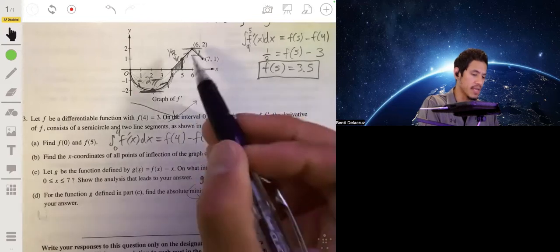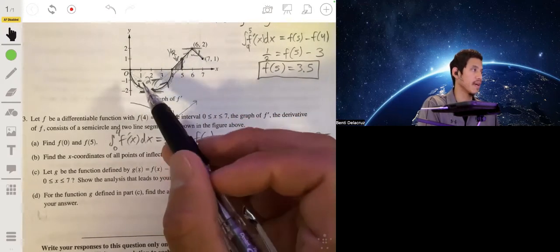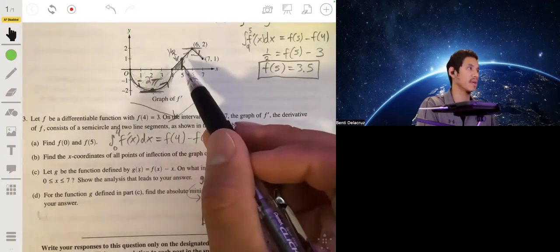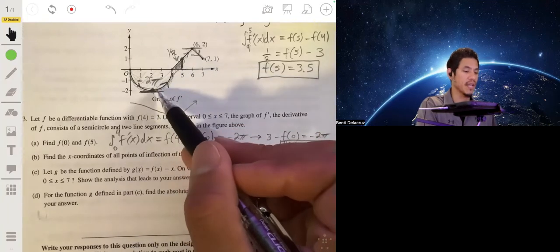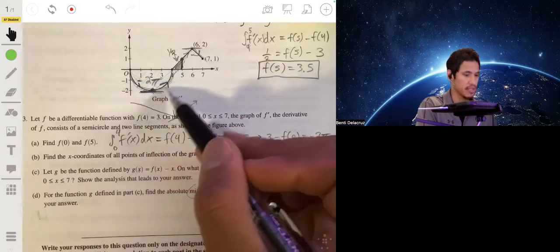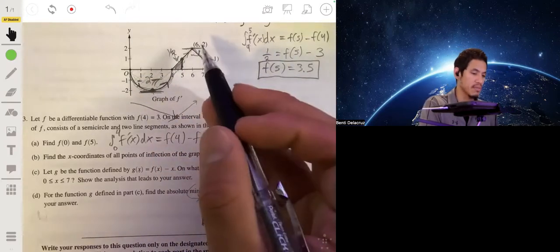So the minimum is going to occur at 5, because g of x is consistently decreasing all the way to 5. It doesn't show that it's increasing and then decreasing at any point before 5. It's decreasing the entire time until 5. Then after that, it's only increasing. So the minimum must occur at 5.